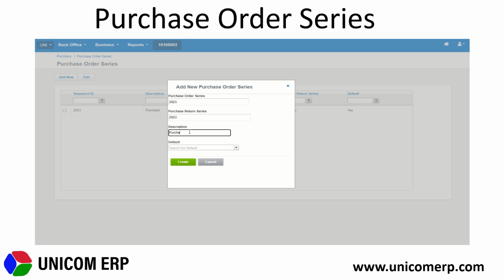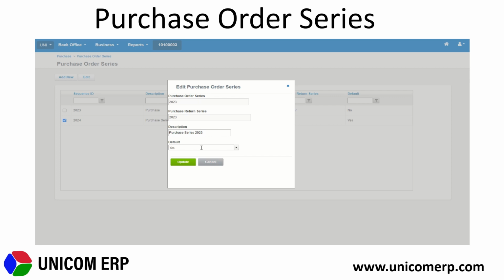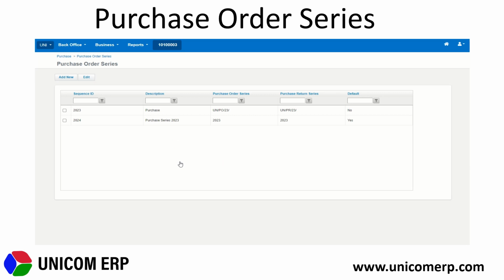Description can be any description related to the series. To set the series to default, select Yes from the default combo box. At the end, press the Create button to save the data. To change the default of any series, check the checkbox corresponding to the series and press the Edit button above. Select Yes from the default combo box to set it to default. Then press the Update button to save the data.